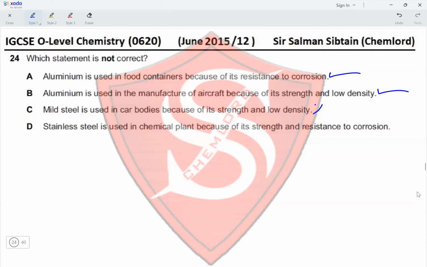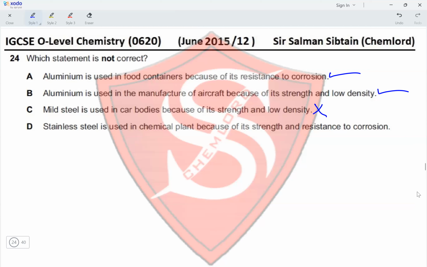Mild steel is used in car bodies because of its strength and, okay, it does not have a low density. It has a high density, it is strong. And as far as resisting corrosion is concerned, I was mixed up with stainless steel. Stainless steel resists corrosion, not mild steel. Mild steel will corrode, so that is why it is painted. But it does not have a low density, it has a high density, making this option incorrect. Stainless steel is used in chemical plants because of its strength and resistance to corrosion.